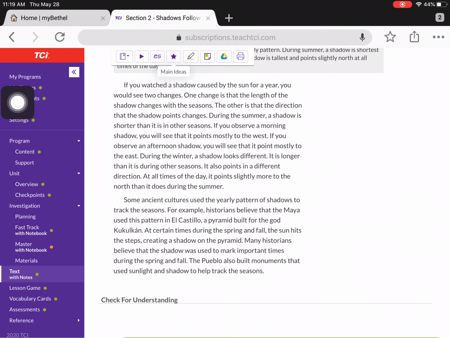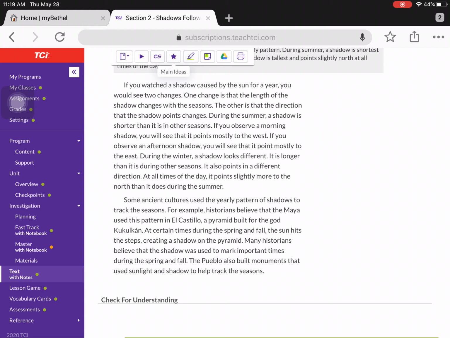If you watched a shadow caused by the sun for a year, you would see 2 changes. One change is that the length of the shadow changes with the seasons. The other is that the direction that the shadow points changes. During the summer, a shadow is shorter than it is in other seasons. If you observe a morning shadow, you will see that it points mostly to the west. If you observe an afternoon shadow, you will see that it points mostly to the east.